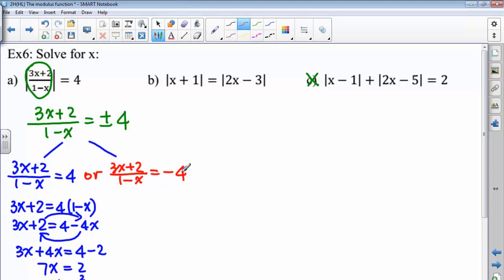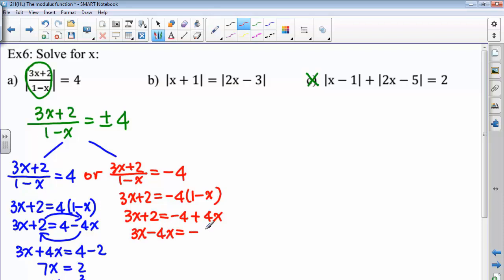Let's look at the red one. Exactly the same. We multiply both sides by 1 minus x. So we get 3x plus 2 equals negative 4 times 1 minus x. Open the brackets: 3x plus 2 equals negative 4 plus 4x. Isolate the x terms from the constants. So it's 3x minus 4x equals negative 4 minus 2. This is negative x equals negative 6. Divide both sides by negative 1. x equals 6. So the final solutions of this equation are x equals 2/7 or x equals 6.